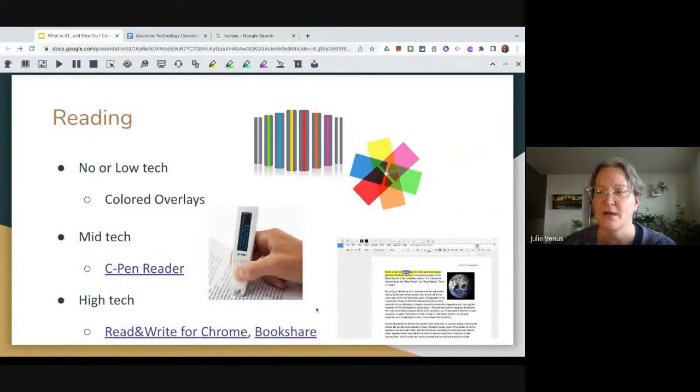Bookshare is another one. Bookshare is a program that a 2 Minute Tuesday came out on, and that is digital reading materials, not just textbooks, available for students with disabilities. So anyone with a documented disability can access Bookshare. So that's another option too within the reading world.